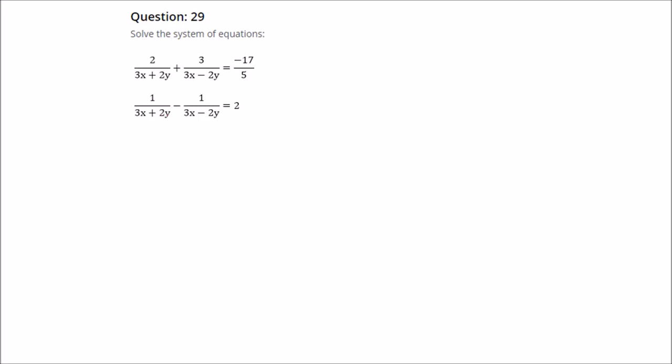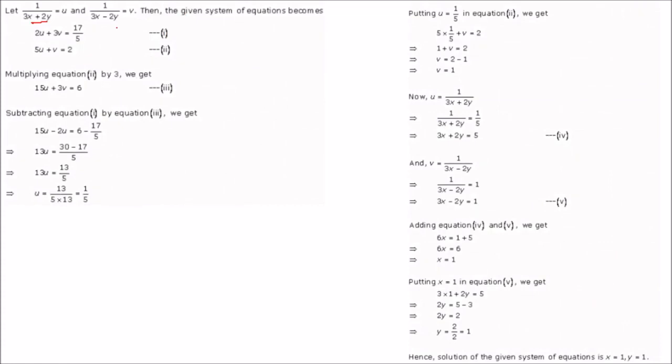Next equation we have already done, the equation of this type. Now you can just put 1 by 3x plus 2y as u, 1 by 3x minus 2y equal to v. The equations become like this. Now we have 3v here, we have a v here. It's very simple to multiply the whole of this equation by 2. So you get this as 15u plus 3v, you have to multiply it by 3, sorry. So 15u plus 3v equal to 3 into 6. So you have these two equations. Now the first equation is what? This one, 2u plus 3v equal to 17 by 5.